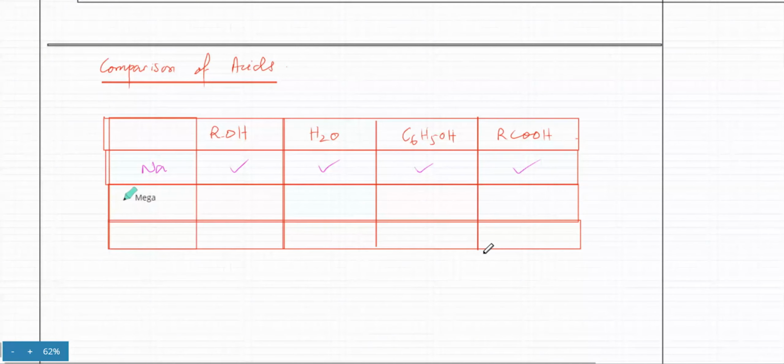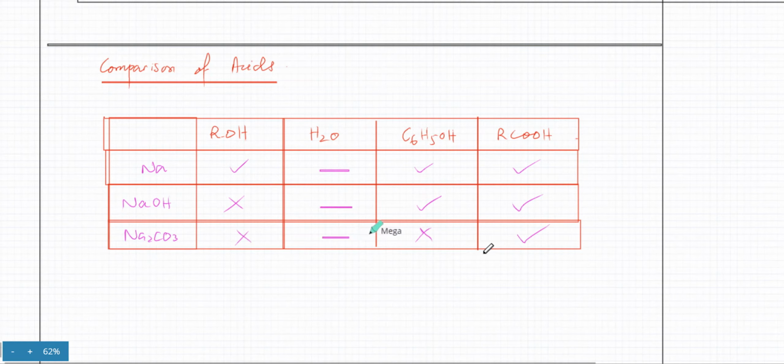The next one is NaOH, and with NaOH, I'm actually going to not talk about water that much. And I have sodium carbonate. Only the carboxylic acid reacts with sodium carbonate. These don't. So water is just for reference. We know that it reacts with sodium. And so that's only there as a reference.